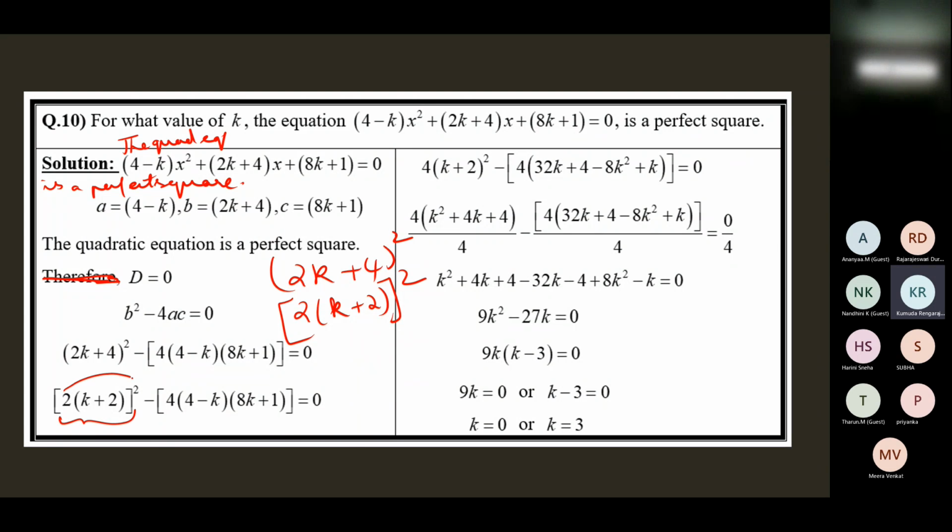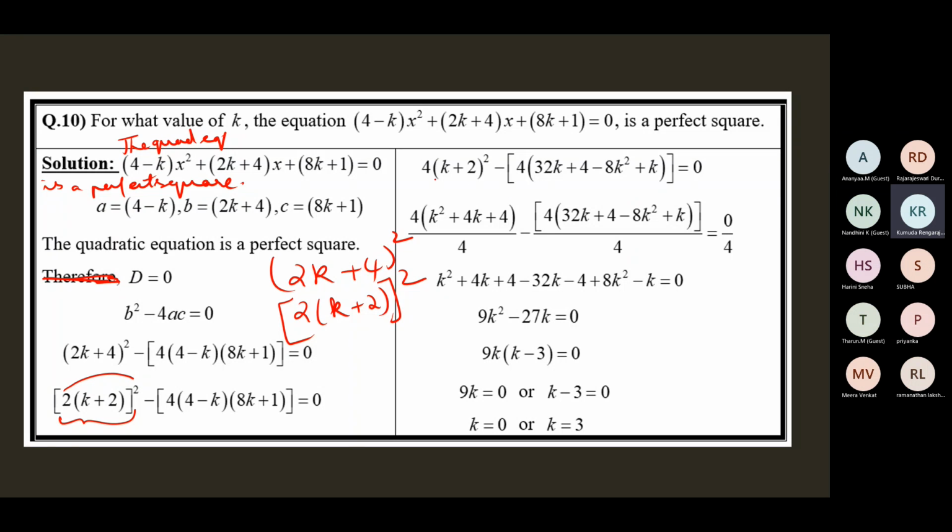So now 2 squared is 4. 4 into k plus 2, the whole square, minus 4 into that binomial. You multiply, you get this is equal to 0. Now you can see that 4 is common. This term has 4, this term also has 4. So divide by 4 throughout, so the 4 and 4 get cancelled. So write the terms, apply the minus sign to all the terms in the second bracket.